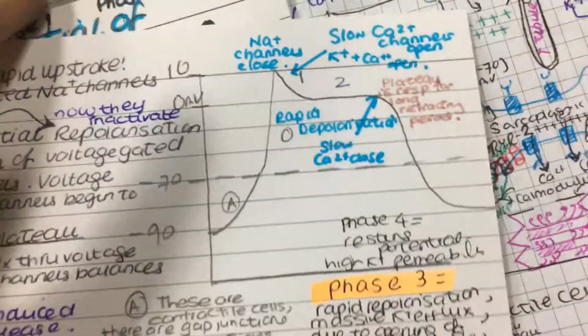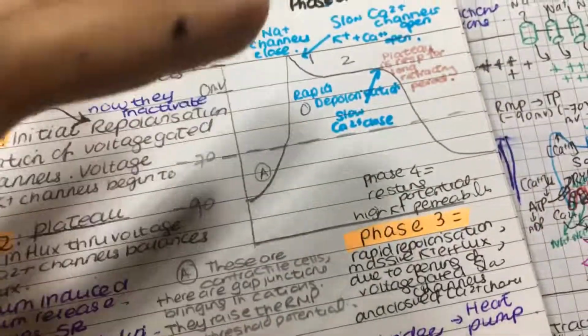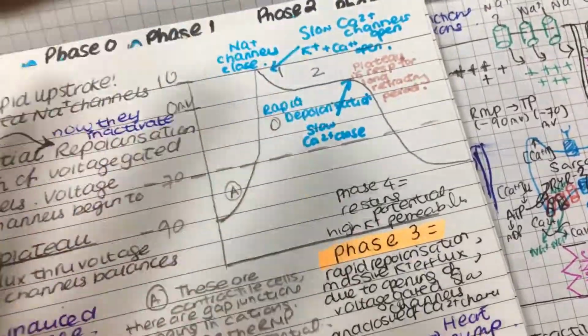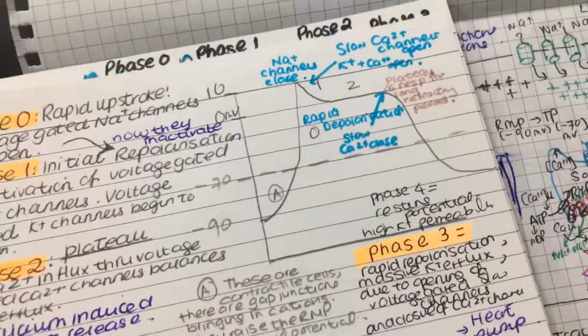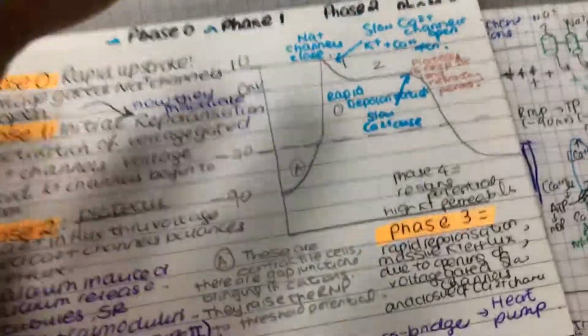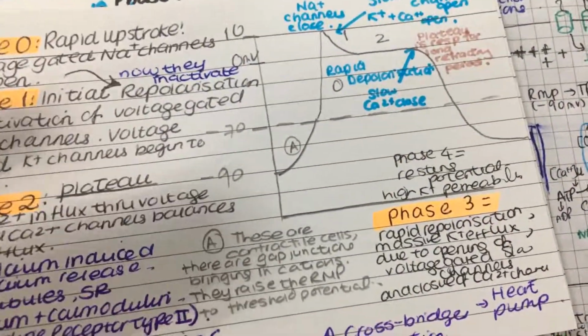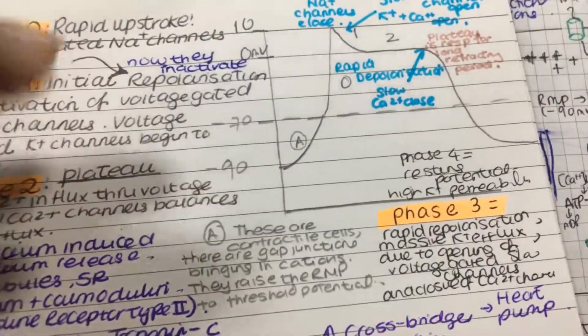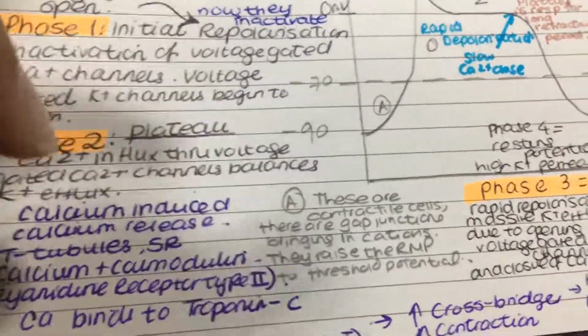Now, at this stage, because you already have such a positive membrane potential, the voltage gated K plus channels are like, okay, let's start some efflux. Let's start to bring some cations out, and that's going to be your potassium. Potassium is going to go out via these voltage gated potassium channels. So your voltage gated potassium channels are going to start to open.